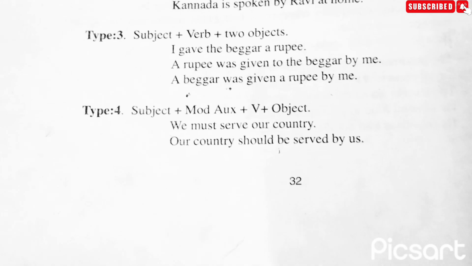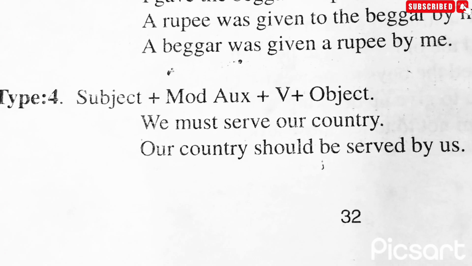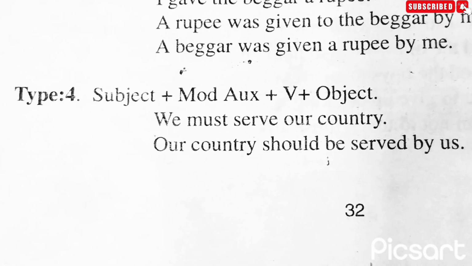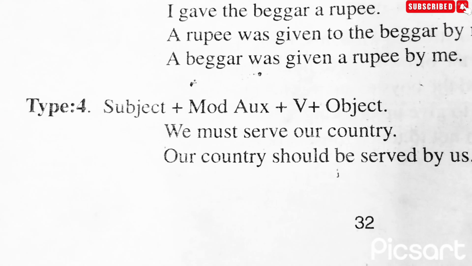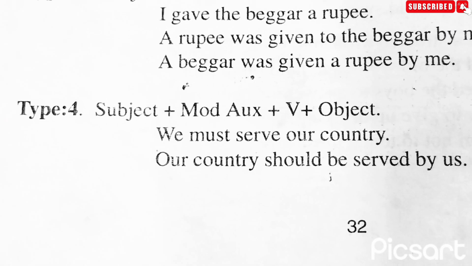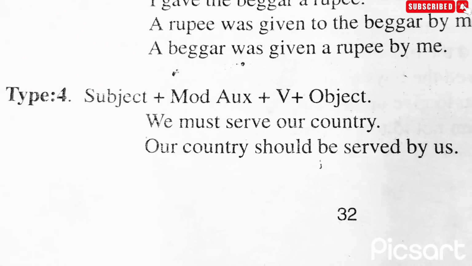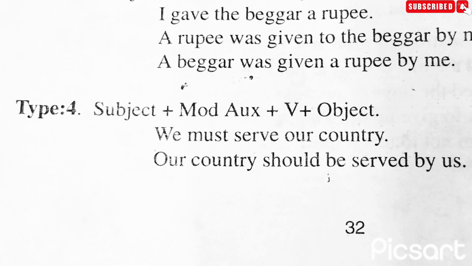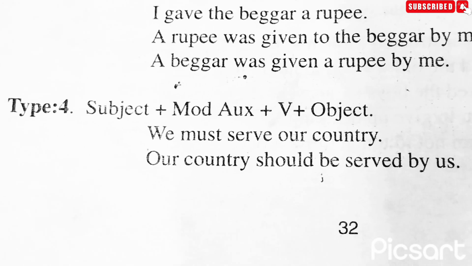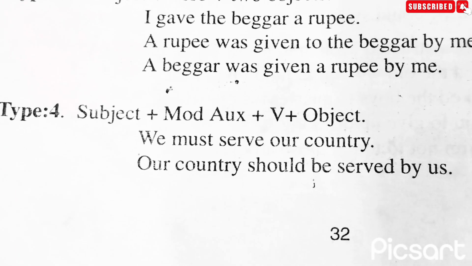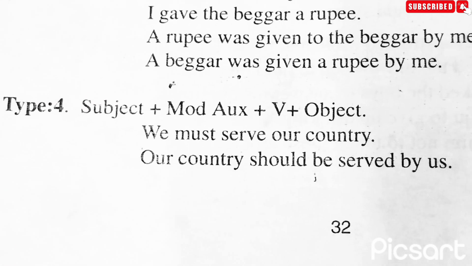So we write should. Whenever we use a modal auxiliary, in that place we do not take to be forms, we take be as a helping verb. So should be. Our country should be. V3 form of serve is served. Preposition by. Object form of we is us. We must serve our country, active voice. Our country should be served by us, passive voice.